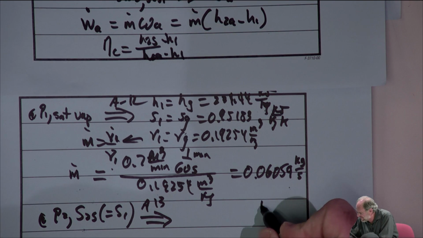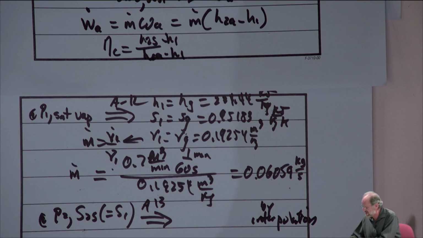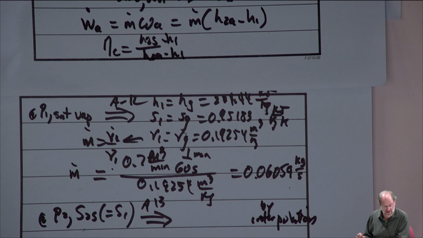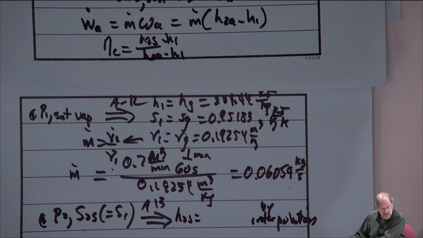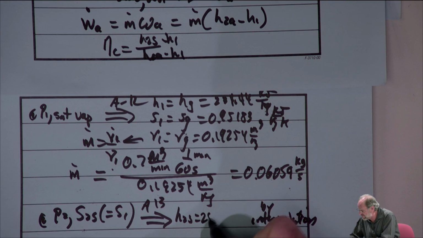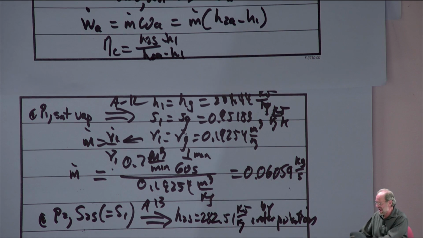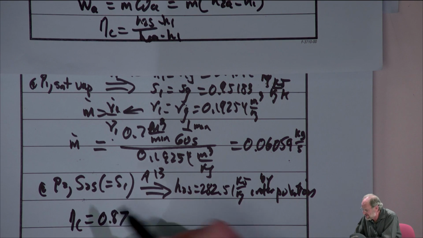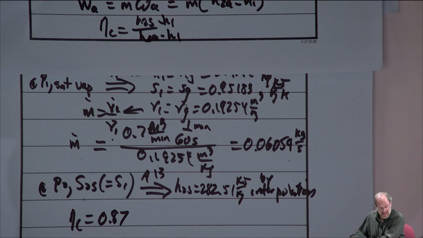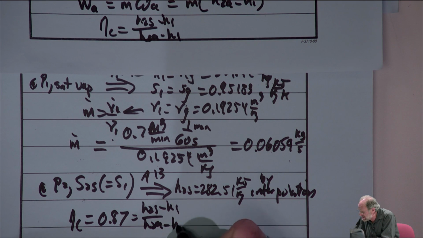But nonetheless, by interpolation, which at this point you've probably done weekly for the last 2 months, so it's not hard to do anymore, we get H2S of 282.51 kilojoules per kilogram. Okay. So that's all the property data that we're going to need. We'll now apply the isentropic efficiency. So for the compressor, it's 0.87. And again, this is going to be H2S minus H1 over H2 actual minus H1.